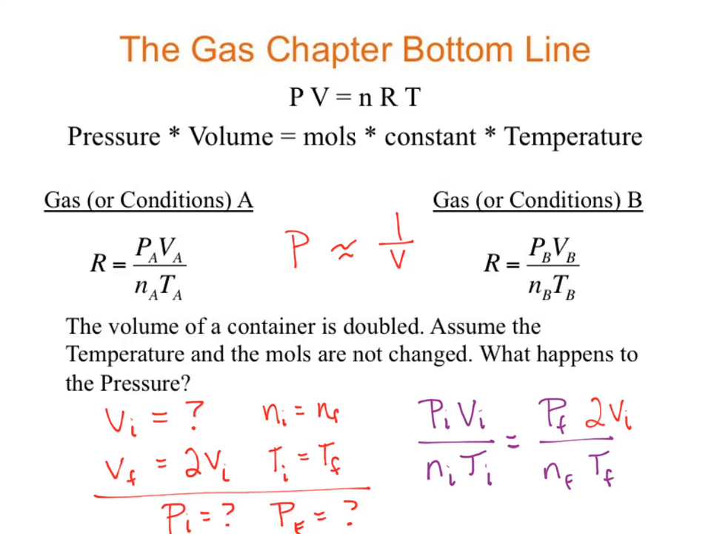What have I been substituting in? Initials. So let's get rid of these guys. I know my N final equals N initial. My T final equals T initial. What can I do now? What am I trying to solve for? Which pressure am I trying to solve for? The final pressure.